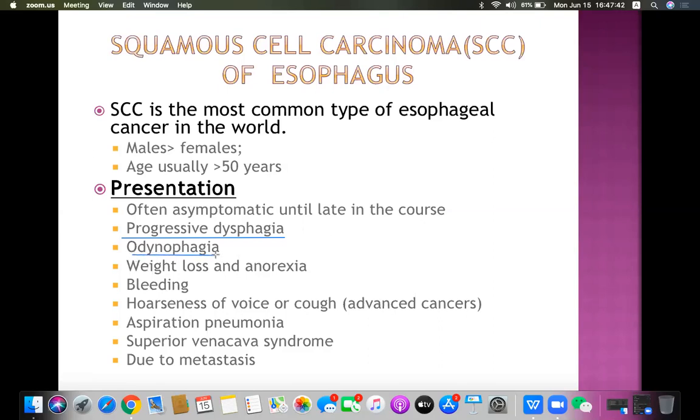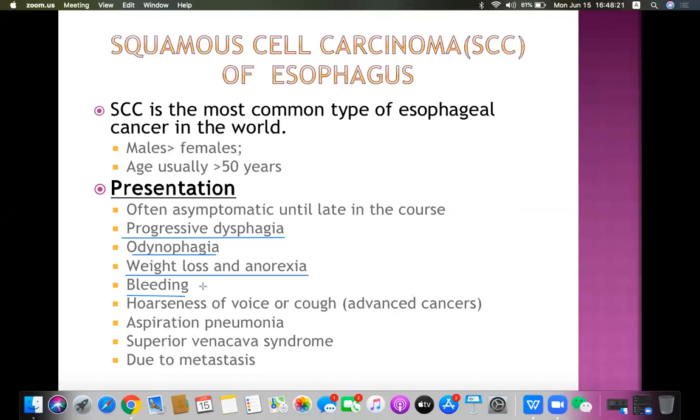Odynophagia is painful swallowing. So dysphagia is difficulty to swallow, odynophagia is painful swallowing. That is the difference. Weight loss and anorexia. This is malignancy. Any malignancy in our body will have this symptom. You can take any malignancy here. Now, one more reason I can give for weight loss here is because the person is unable to swallow. When the person is not swallowing the food, definitely weight loss will be there.